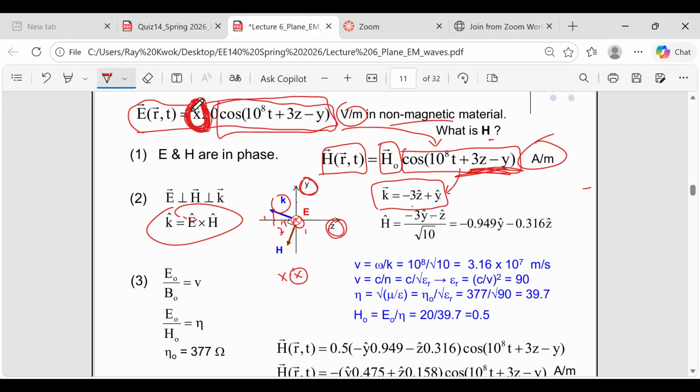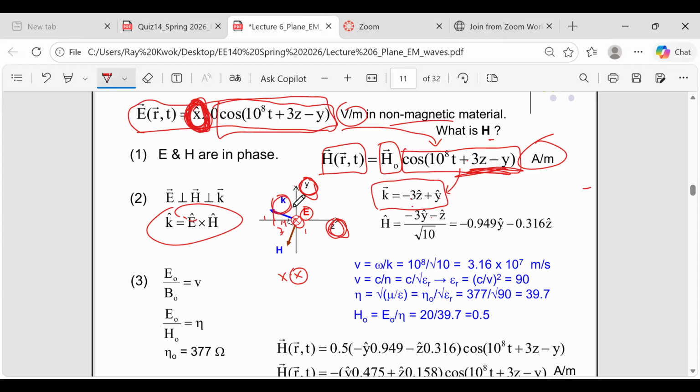Because X is into the page, because this is Y, this is Z. X, Y, Z is the right hand rule. So if I say X is the finger, Y is the palm, Z is my thumb. X is my finger, Y is the palm facing up, with my fingers pointing into the page. Right? So X is into space. X, Y, Z. X, Y, Z. Right? Okay. So now E is into the page.